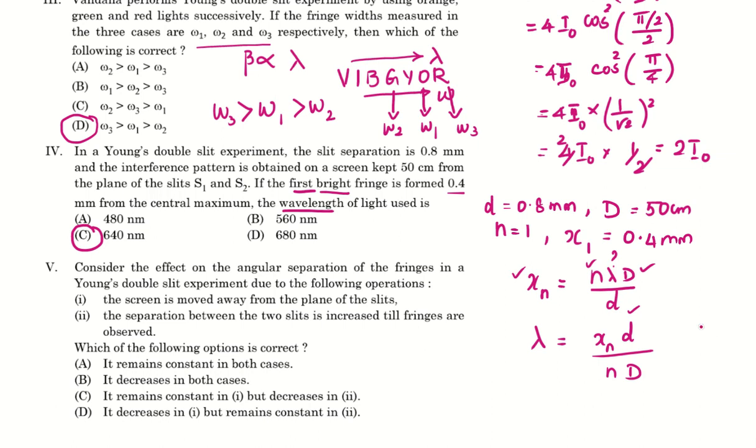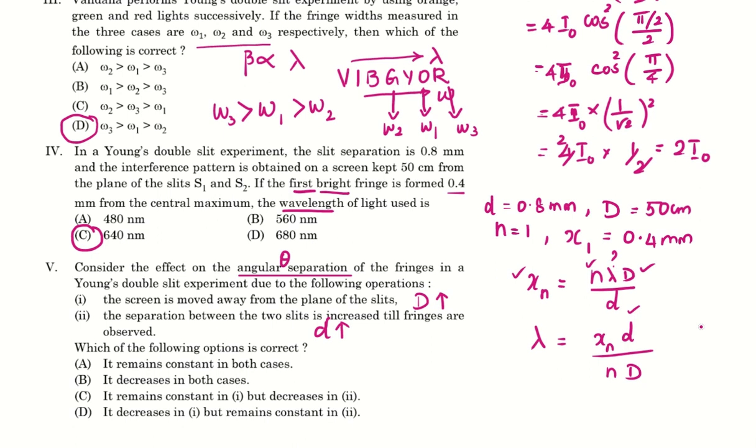Consider the effect on the angular separation of the fringes in Young's double slit experiment. We are going to see now the angular separation, that is theta. Now the screen is moved away from the plane of the slits. That is case 1. Case 2, the separation between the two slits is increased. Which means in case 1 big D is increased and in case 2 small d is increased. Now we have to find out which option is correct.